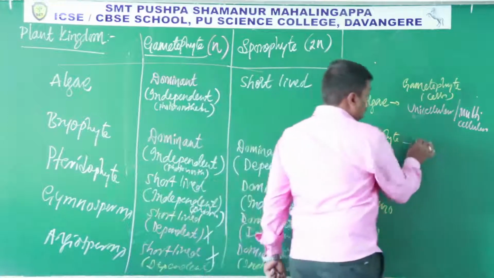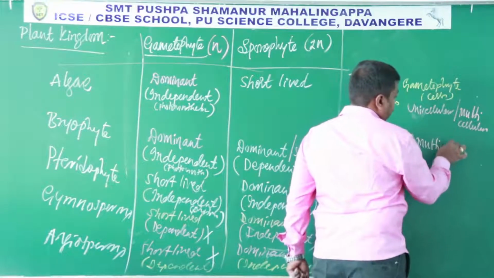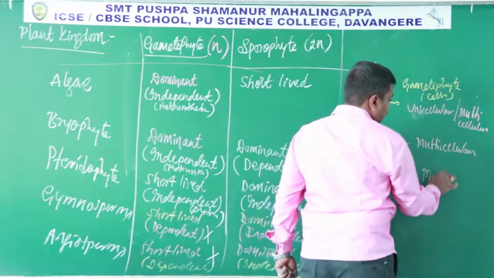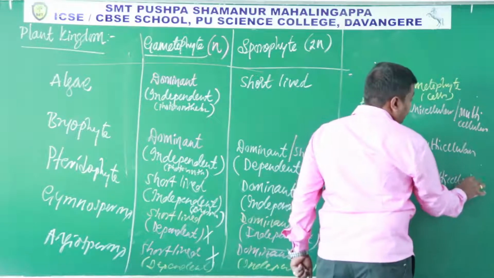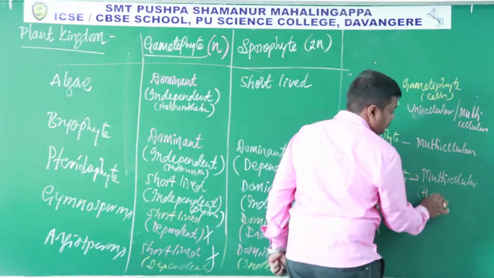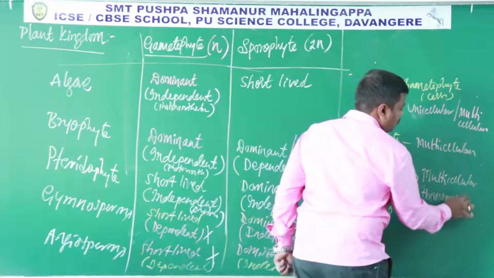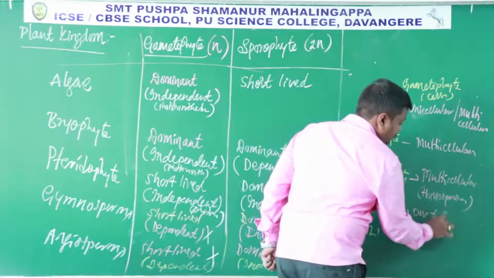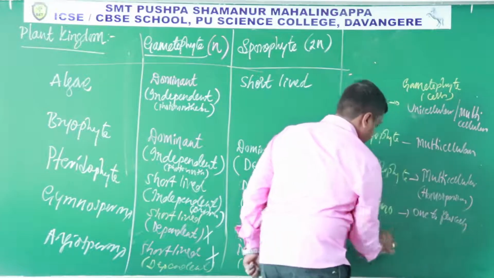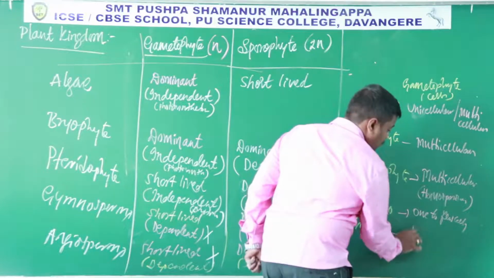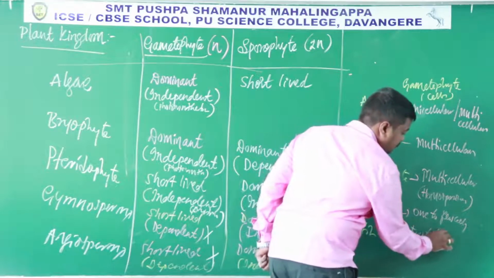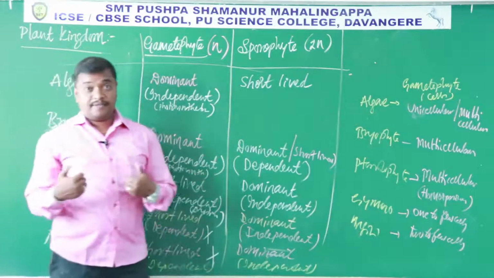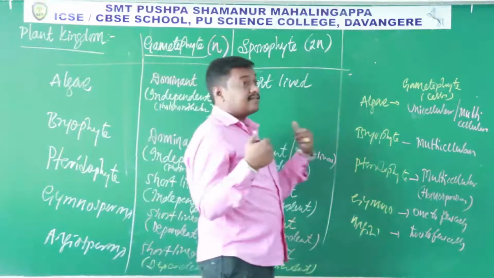Then bryophyte is also multicellular, pteridophyte is also multicellular, as in case of homosporous ones. Then gymnosperm has 1 to few cells. In angiosperms also 2 to few cells. Okay. If you consider a giant kelp, the main plant is haploid.